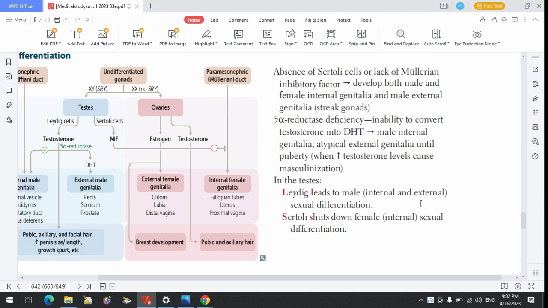You wanted me to mention the mesonephric duct. It's important. So that's the first one.